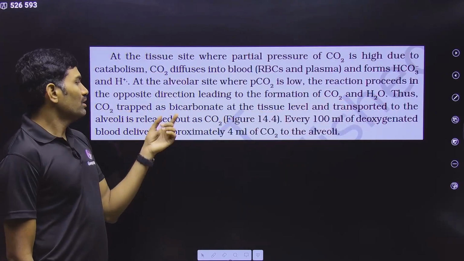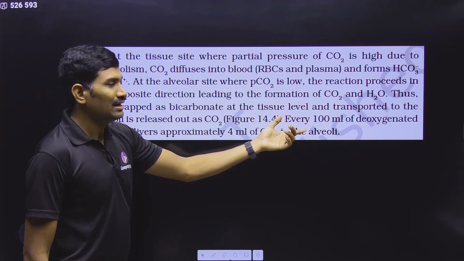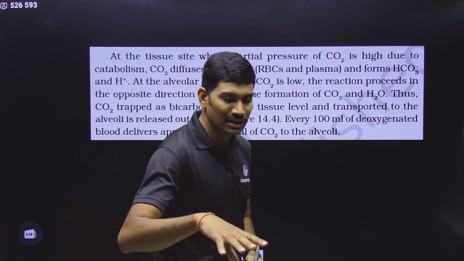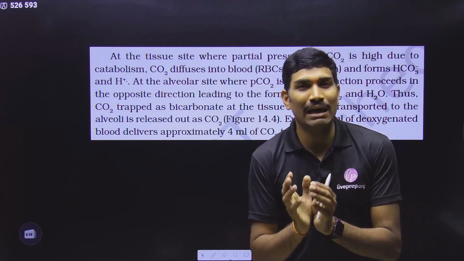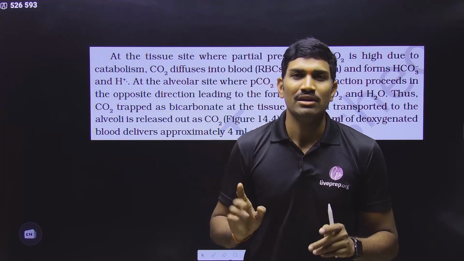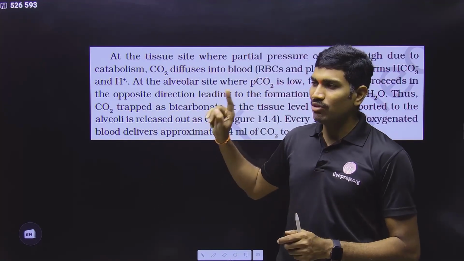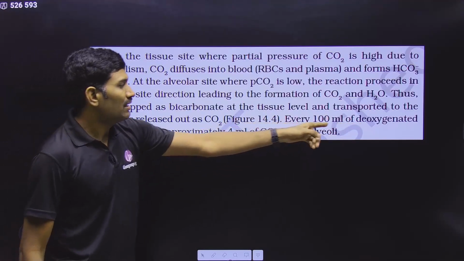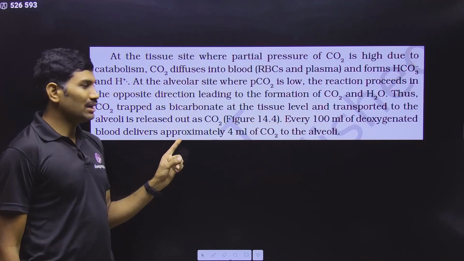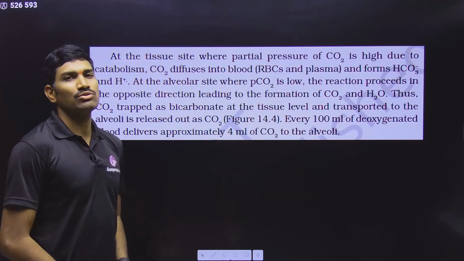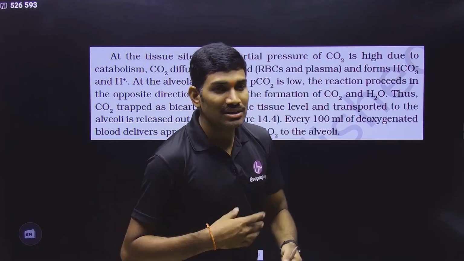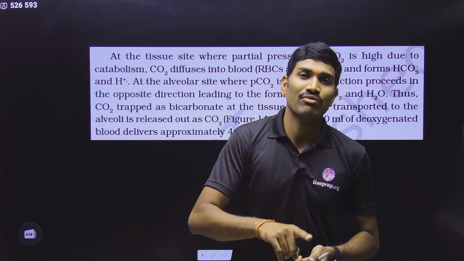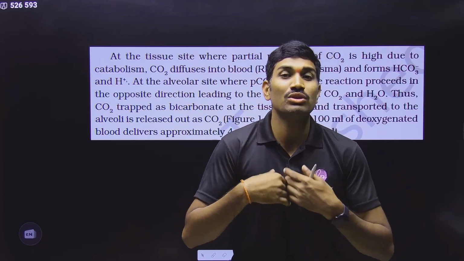Thus, CO2 trapped as bicarbonate at the tissue level is transported to the alveoli and is released as CO2. At the level of tissues, CO2 is trapped or converted in the form of bicarbonate. In that form it comes to the alveoli. At the alveoli it is again converted into CO2 and then escapes into the alveoli. That's what they are saying here. Every 100 ml of deoxygenated blood delivers approximately 4 ml of CO2 to alveoli. Please understand this. For oxygenated blood, 100 ml of blood delivers 5 ml of oxygen to the tissues.